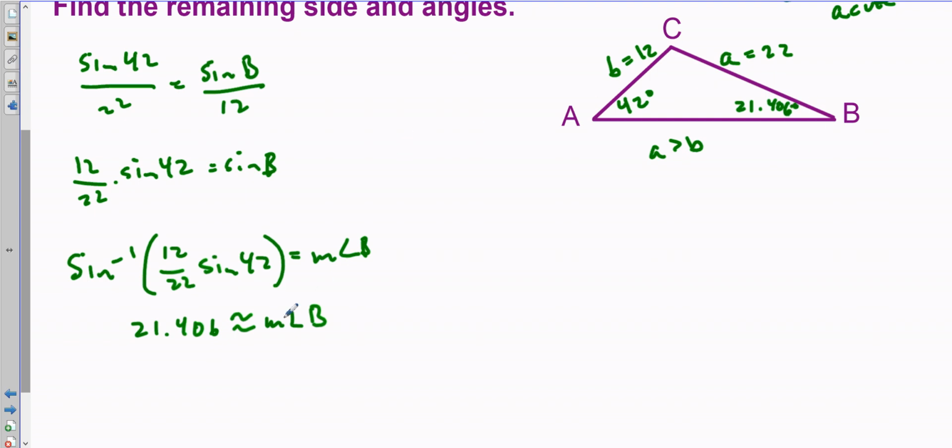Now we can figure out the measure of angle C, because now we have this right here. The measure of angle C is simply going to be 42 plus 21.406, and all of that has to be subtracted from 180 degrees. That will give us the measure of angle C.